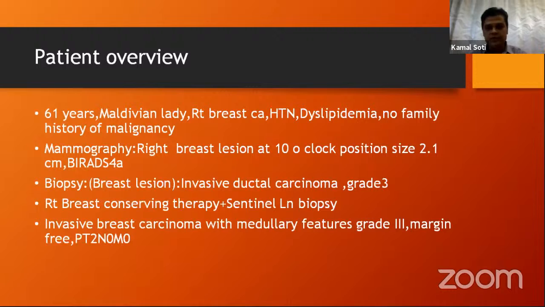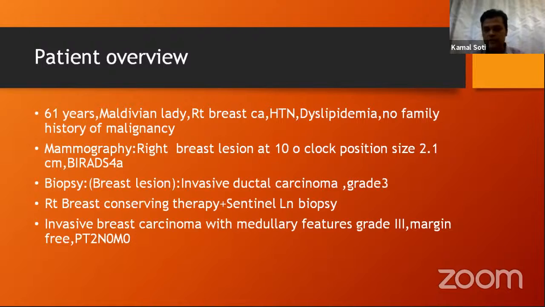Our patient was a 61-year-old Maldivian lady with hypertension and dyslipidemia. She was evaluated for a right breast lump. A mammography was done, which revealed BIRADS 4A. Biopsy was done, which was suggestive of invasive ductal carcinoma, grade 3. She underwent breast conserving therapy, followed by sentinel lymph node biopsy. Two lymph nodes were sampled and they were negative for malignant cells.